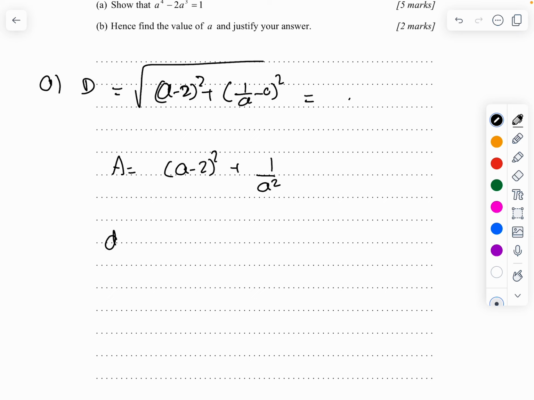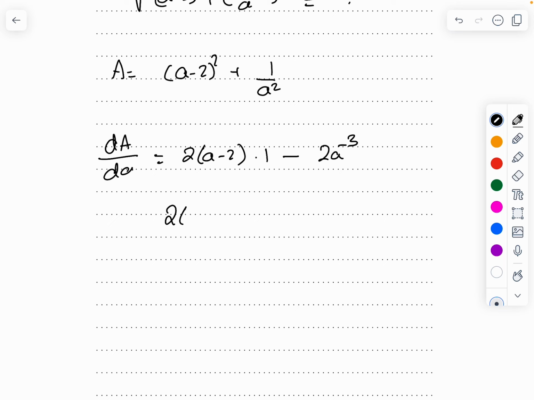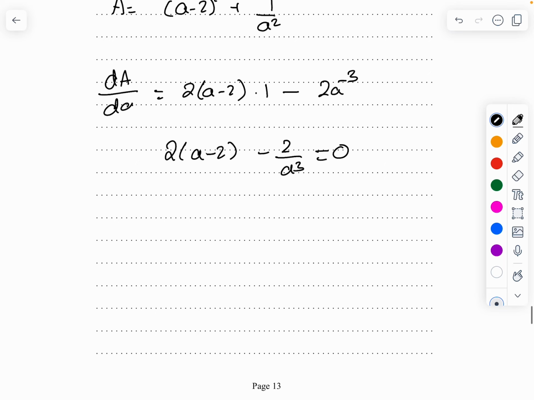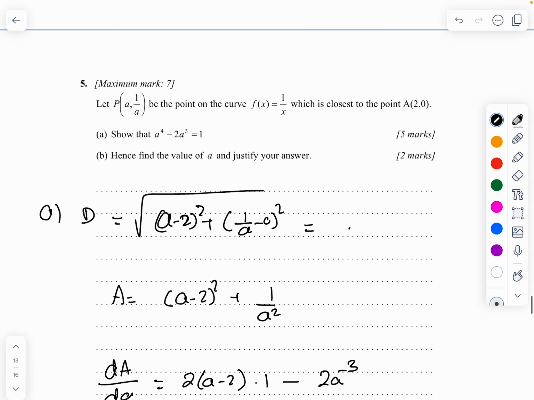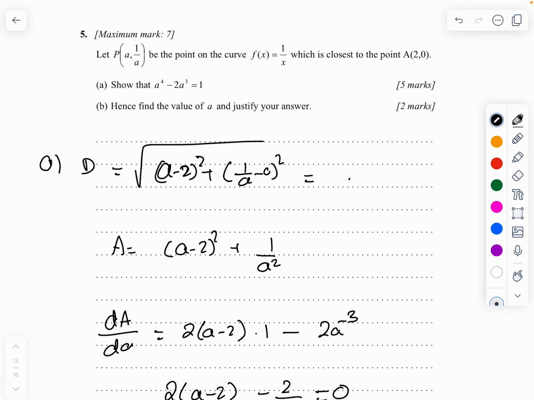So I want to find the derivative dA upon dA, which is 2 times (A minus 2) times 1 minus 2A to the power of minus 3. Then this should equal 0. So 2 times (A minus 2) upon A cube should equal 0. So what do I get? A minus 2 equals 1 upon A cube. Cross multiplication, A power 4 minus 2A cube equals 1. Hence find the value of A which justifies your answer.